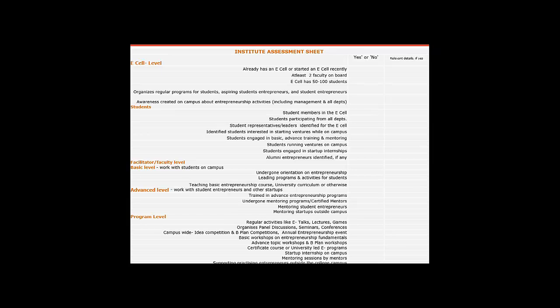Right? Have you identified students who are starting ventures while on campus? Right? Do you have a set of students who are engaged in basic advanced training? Right? So these are the things that this sheet has been shared with you for, but you really need to stress this out at multiple levels to understand at what level your institute is currently.